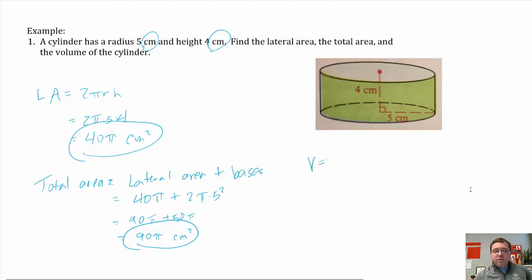The volume, what was its formula? Pi r squared h. R was 5, h is 4. 5 squared is 25 times 4 is 100 times pi. The units for volume are the units of the radius and height cubed. Area is squared units, volume is cubed units. So there you go. Plug them into the formulas and you're good.